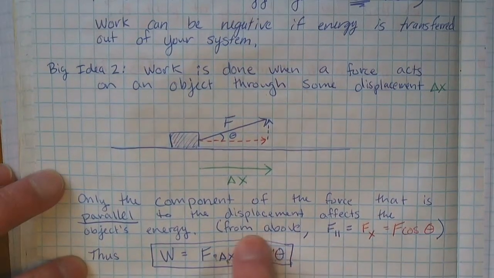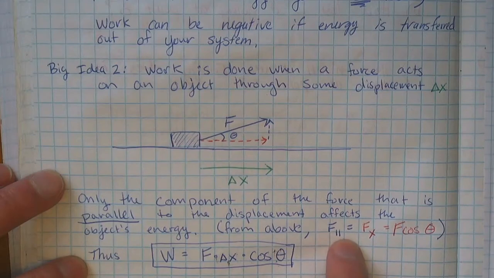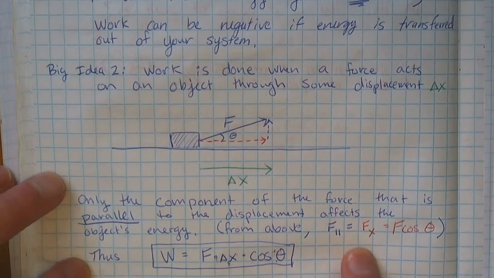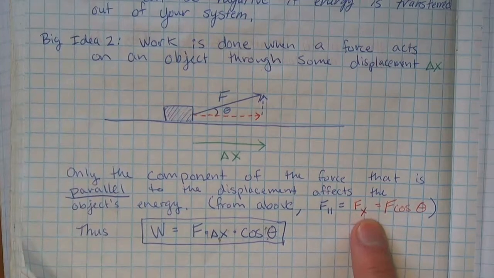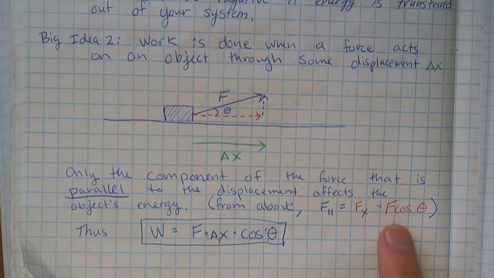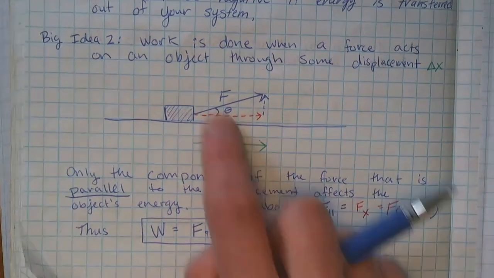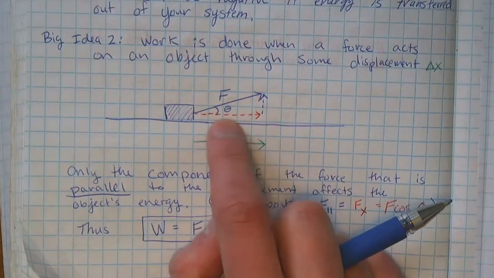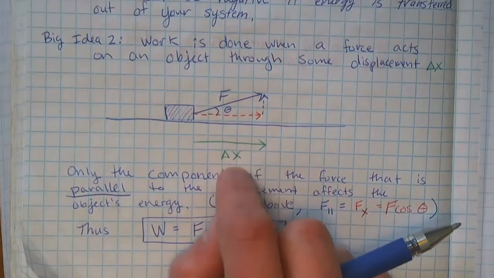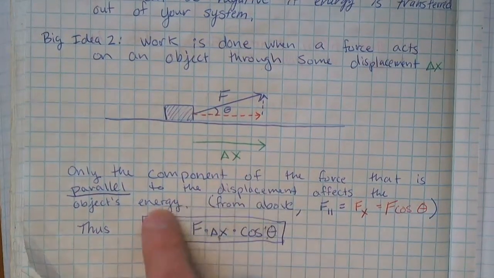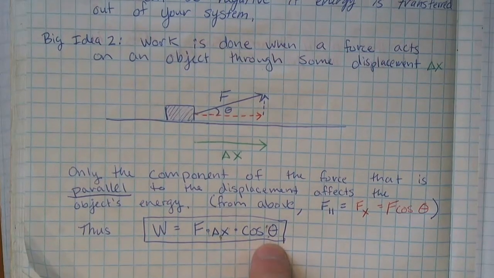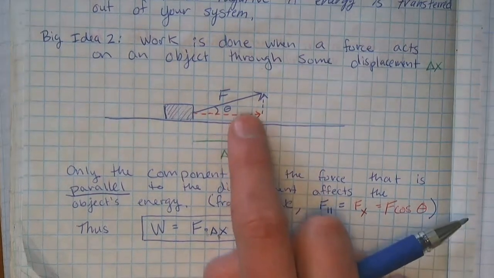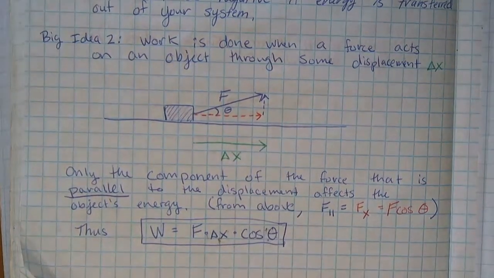So in this example, from above, force parallel, the little two lines right there mean parallel, equals just the x component of the force, the horizontal component, so F cosine theta. Because we're looking for the part of the force, the one right here in red, that is parallel to the displacement that you apply. So thus, work is equal to force times displacement times cosine of theta. So again, we're looking for just this part of the force that's parallel.